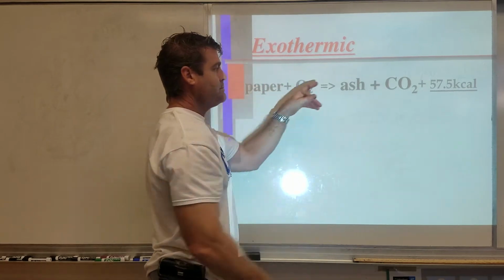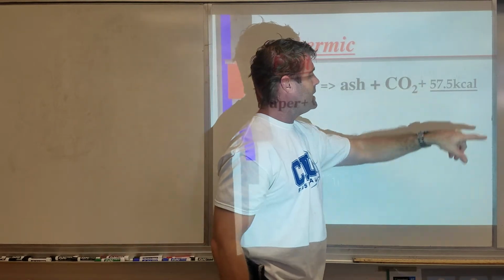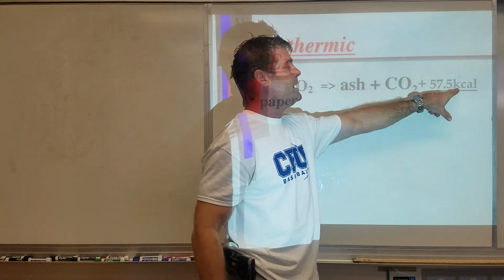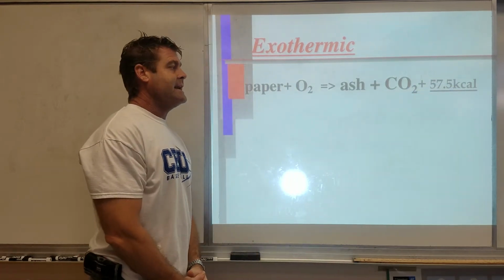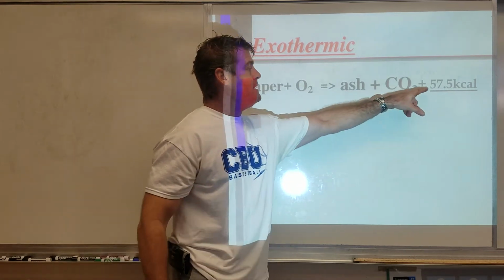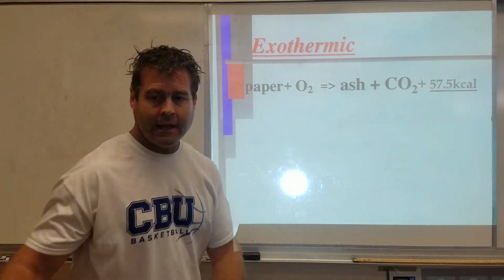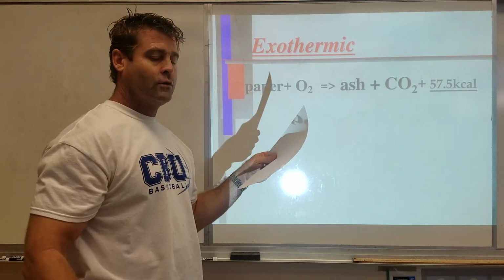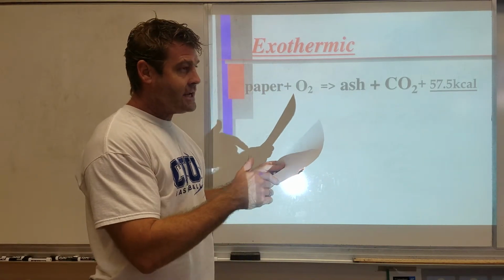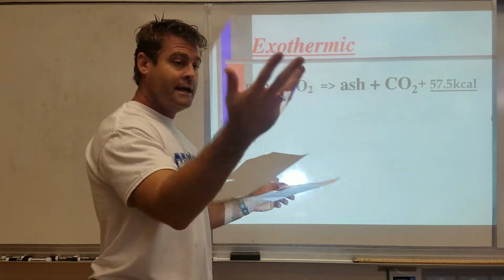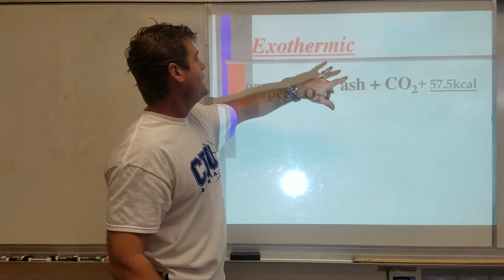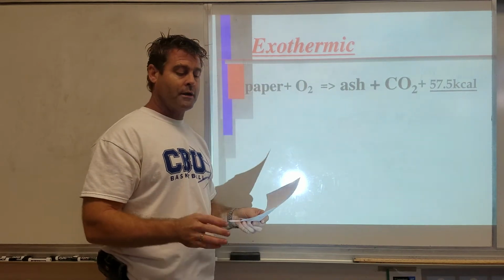So there was a rearrangement of atoms. Notice it has this term here, 57.5 kcals. That would be a heat unit. And in this case, you got to realize the heat unit is on the product side. And why is that? Because in the reaction, not only was ash and carbon dioxide produced, but also heat is given off. The fact that it's on the product side would indicate that's an exothermic reaction.